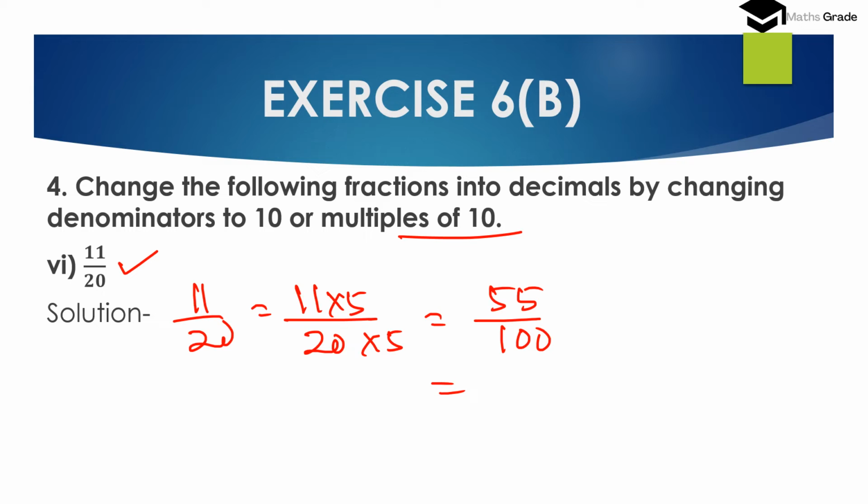And the denominator 100 has 2 zeros. So we have to place 2 digits after the decimal point. So it will be 0.55. After the decimal point, it is 55. So it is 0.55. So 11 divided by 20 is 0.55.